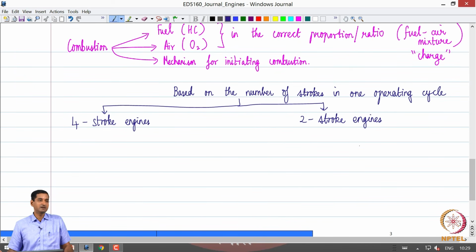So, today 4-stroke engines are universally used in road vehicle applications. 2-stroke engines are on the way out due to emission issues. We will figure out why, as we go along.